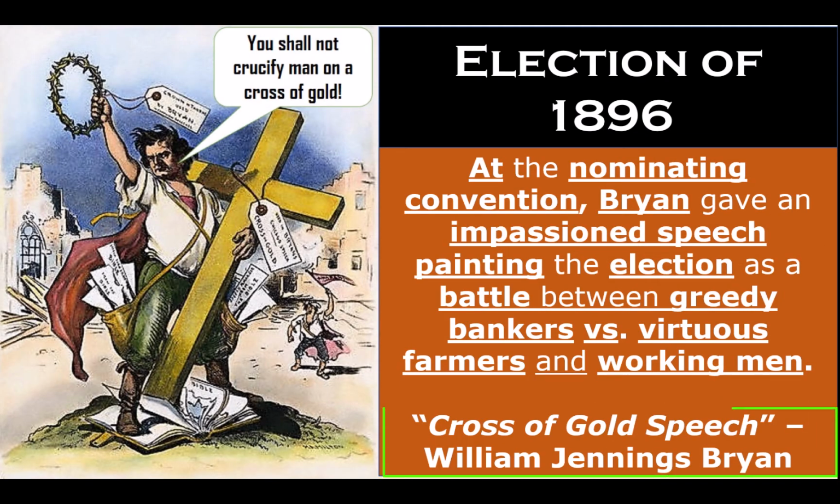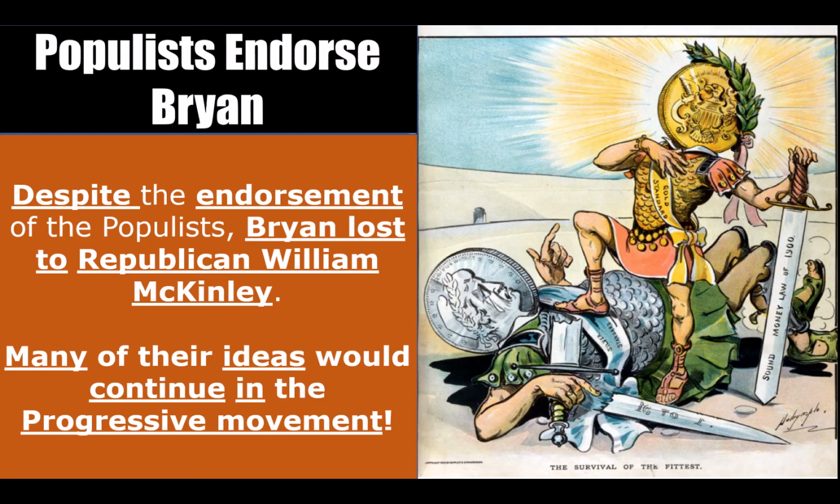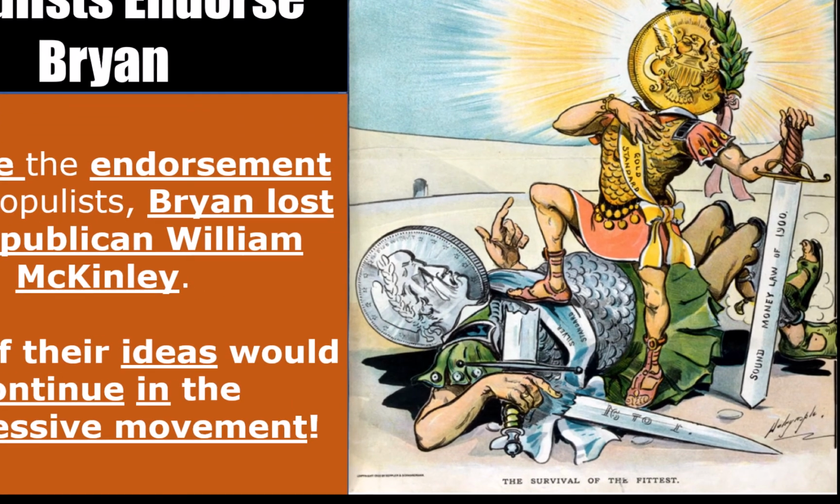At the nominating convention, Bryan painted the race as between, quote-unquote, greedy bankers and virtuous men in what is known as his Cross of Gold speech. The populists, who had gained followers and the support of the Knights of Labor and Industrial Union, also endorsed Bryan as their candidate.